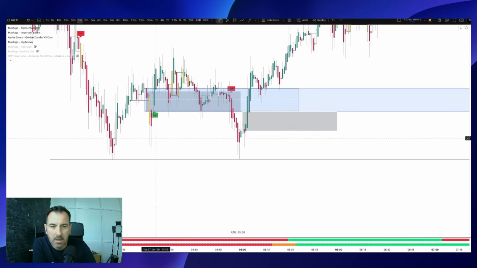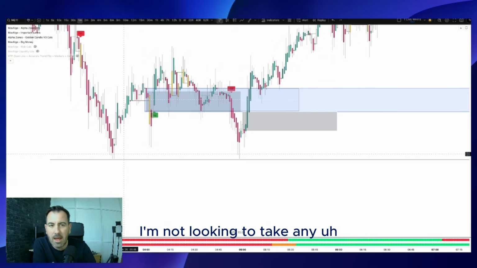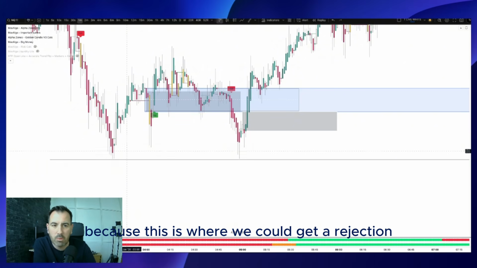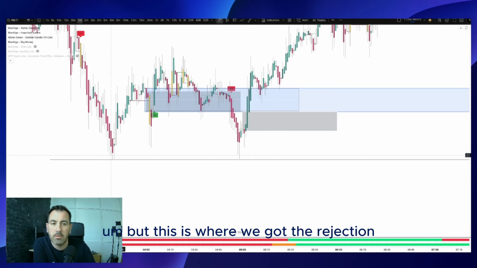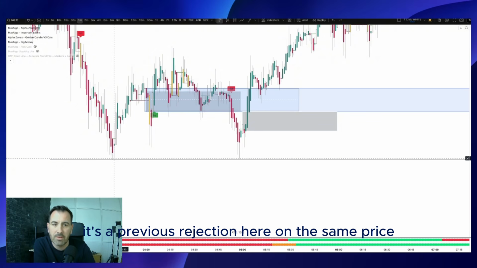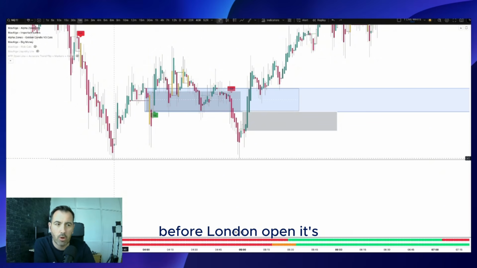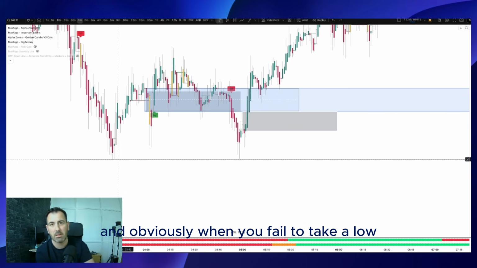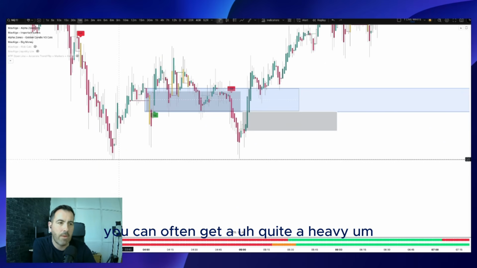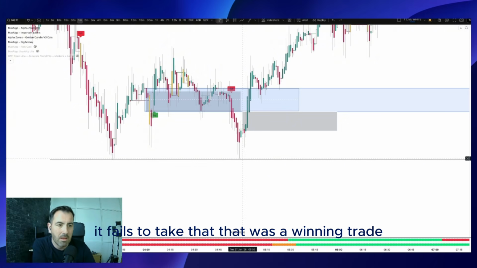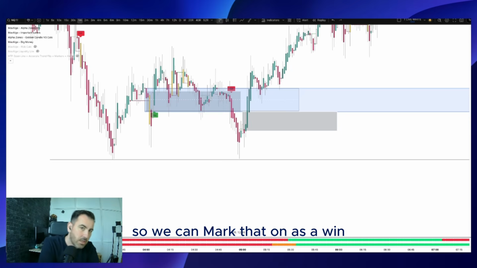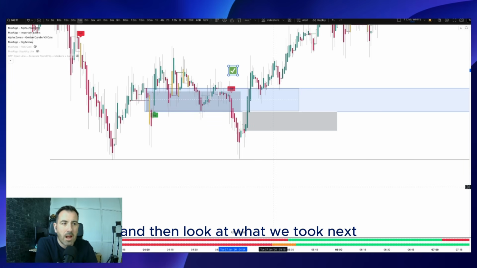I took this trade. I'm not looking to take any further than this low, because this is where we could get a rejection from, which I got this to the tick, thankfully. But this is where we got the rejection. Obviously, it's a previous rejection here on the same price before London Open. It failed to take that low, and obviously, when you fail to take a low, you can often get a quite heavy move in the opposite direction, which is exactly what happens. It fails to take that. That was a winning trade, so we can mark that on as a win.